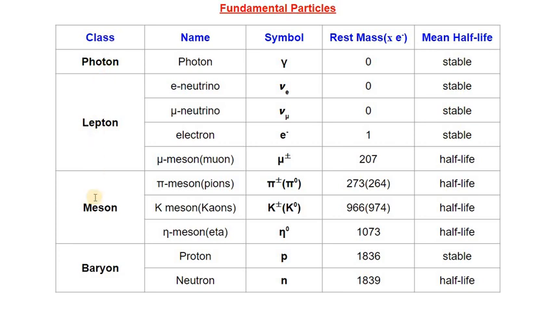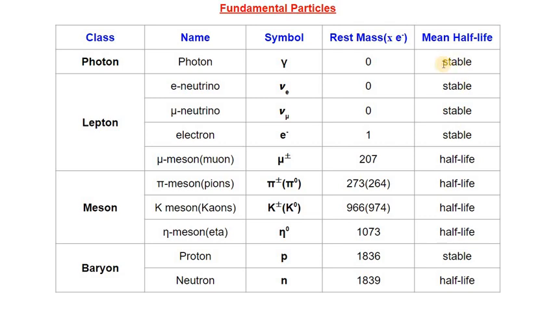So these are the different classes of particles. These are the different names which belong to these classes. This belongs to this class, these belong to this class, these belong to this class. Their symbols I have written over here, and the rest mass. You have to multiply all these rest masses with the mass of electron. And finally, the mean half-life.